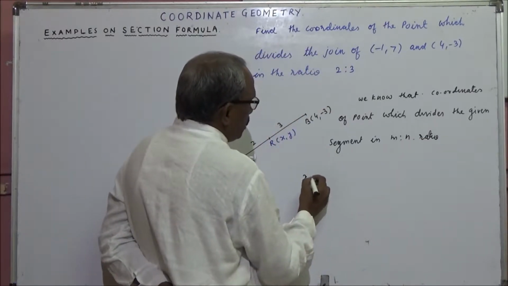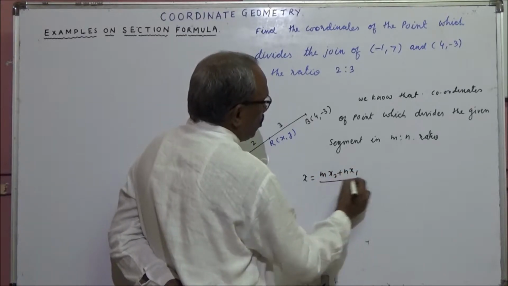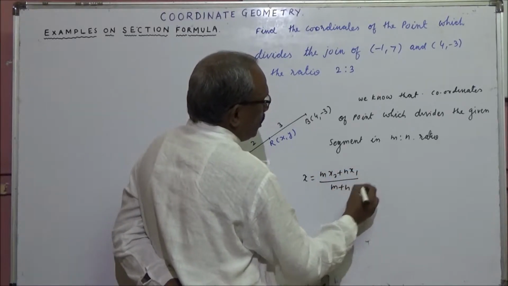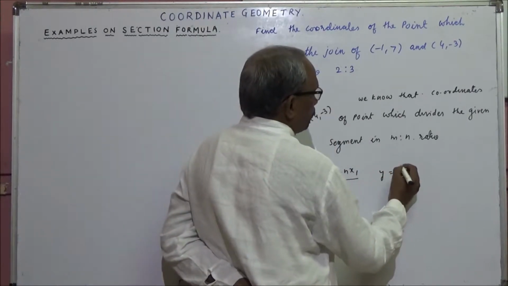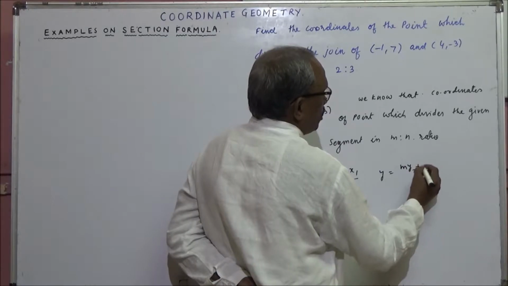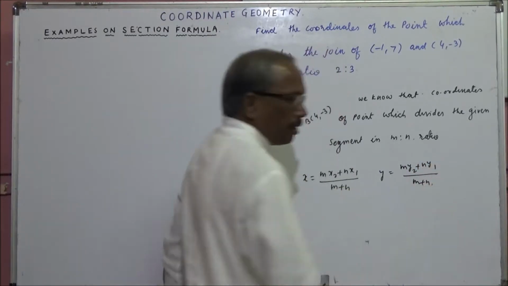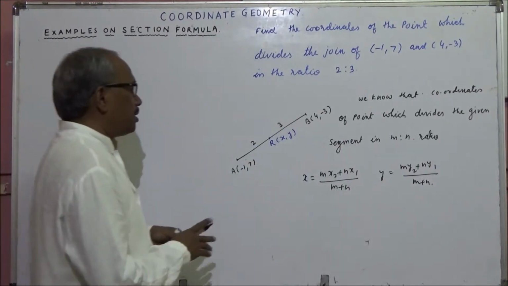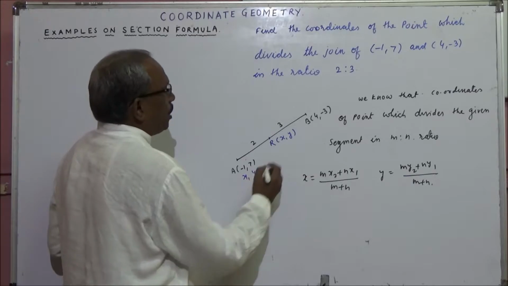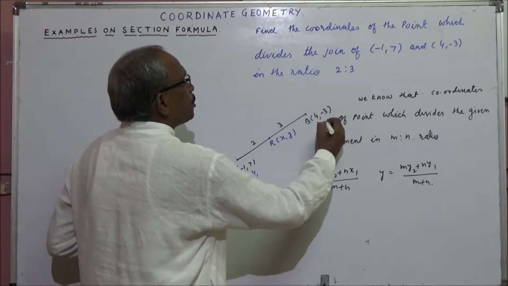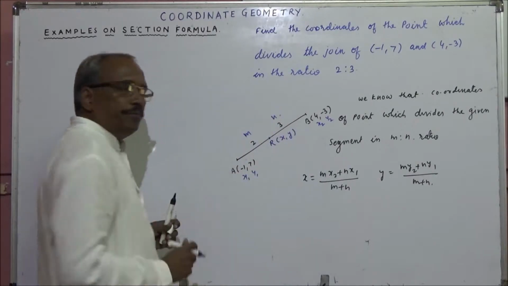That is x is equal to (mx2 plus nx1) upon (m plus n), y is equal to (my2 plus ny1) upon (m plus n). So these are the formulas here. So call this as x1, y1, x2, y2, and this as m and n.